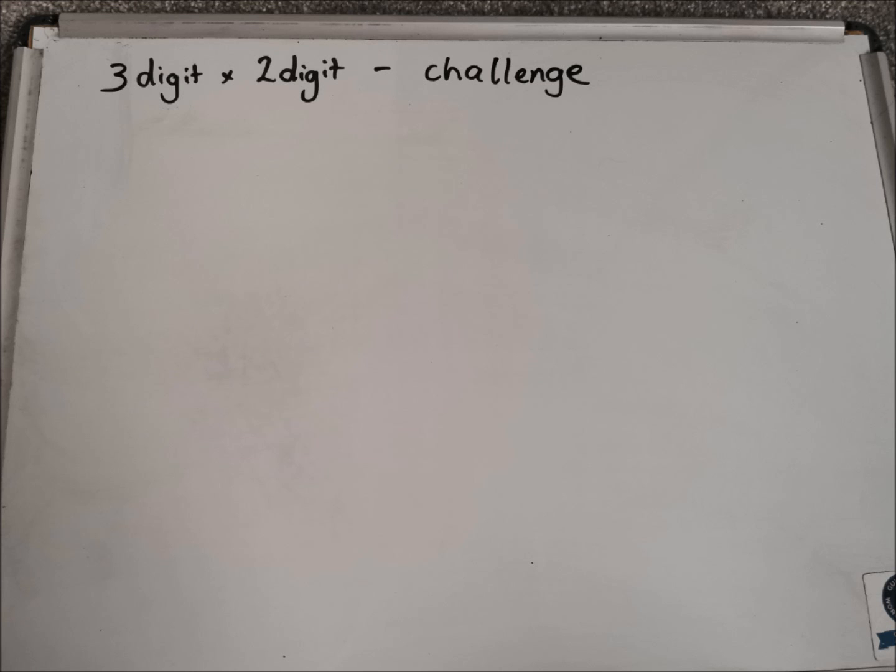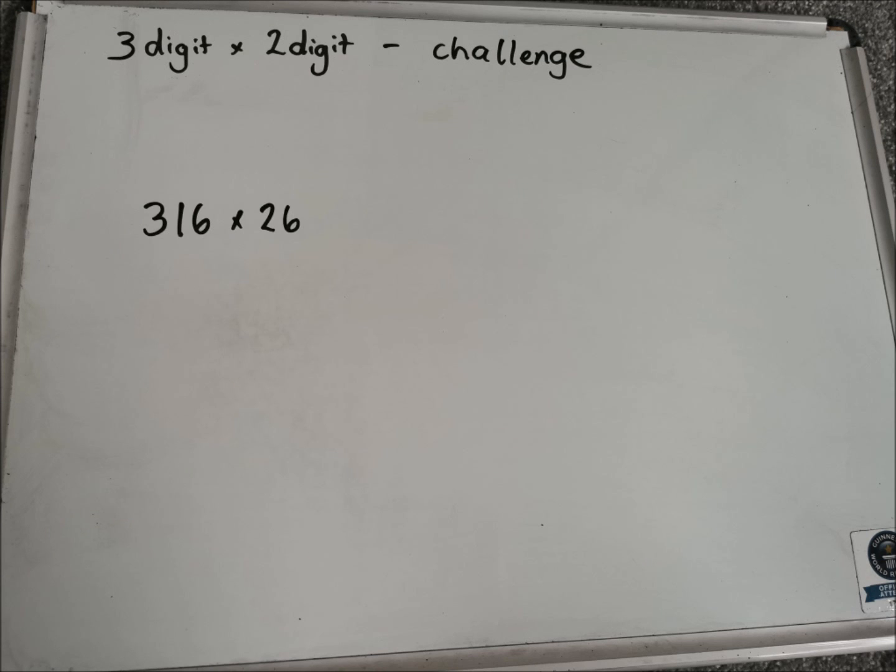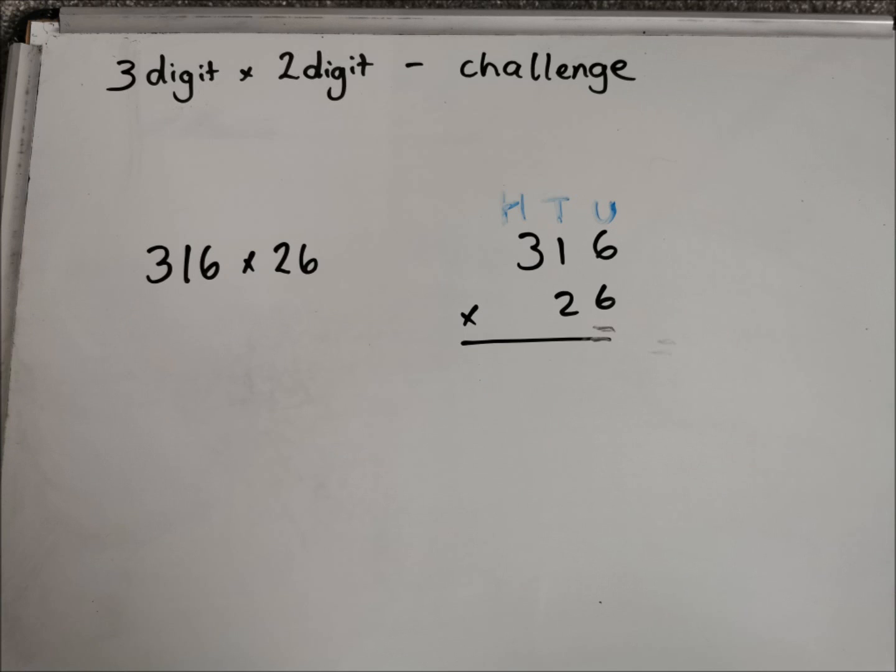Let's have a quick look at a challenge question now. So a 3-digit multiplied by a 2-digit number. The method works the same way, there's just an extra wee bit that we have to multiply. So let's imagine we've got 316 multiplied by 26. This time we lay it out in our chimney sum with a hundreds column, tens column and units column, just like that.